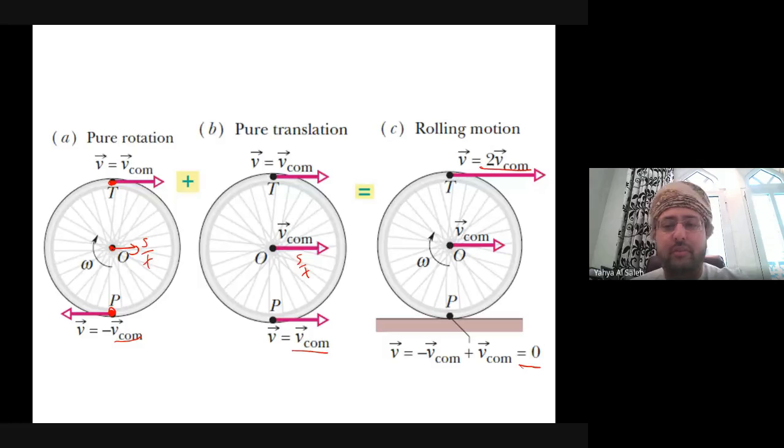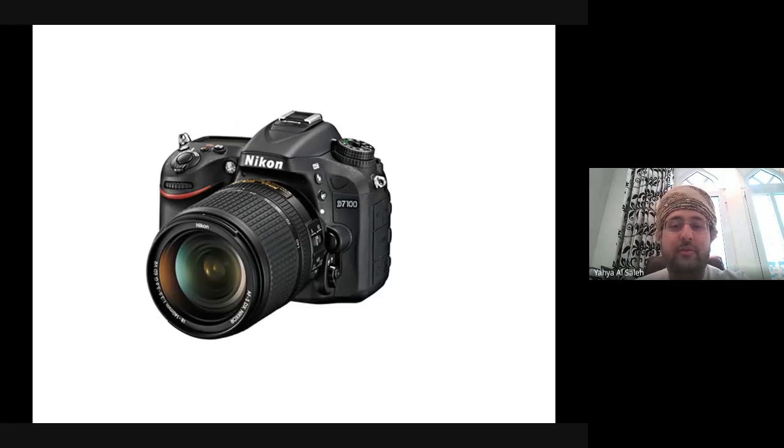What is the effect of this? One effect of this is when you take a really fancy camera and you snap a photo of something that is moving. Look at how sharp the photo is here versus here versus here. What can you notice? Anything?